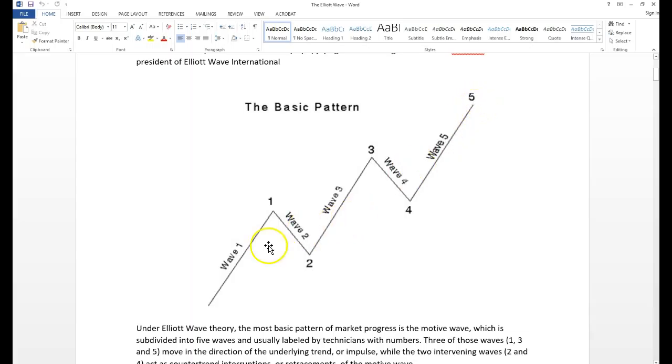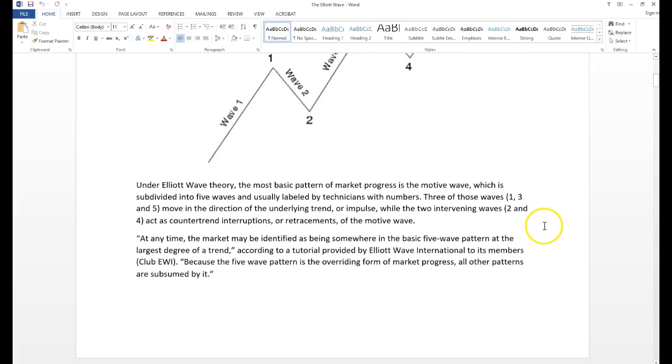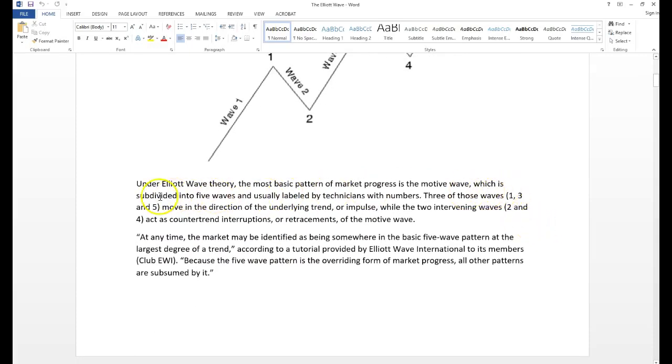There's a few guidelines when you're applying this Elliott wave principle as well. Under Elliott wave theory, the most basic pattern of market progress is the motive wave, which is subdivided into 5 waves and usually labeled by technicians with numbers. 3 of those waves, 1, 3, and 5, move in the direction of the underlying trend or impulse. That's the main trend that they're describing. While the 2 intervening waves, 2 and 4, act as counter-trend interruptions or retracements or pullbacks of the motive wave.